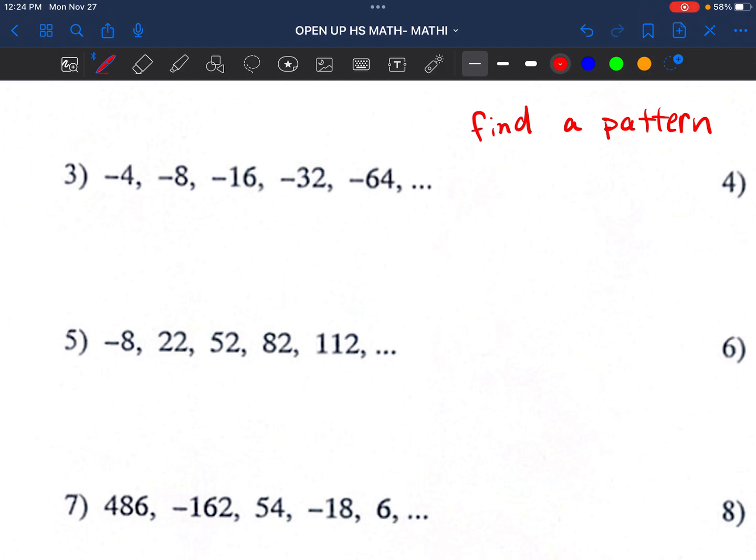Okay? So for example, how do I get from -4 to -8? Oh, well, I times by 2. Okay? And does that pattern hold? Like, is it the same across all of these? To get from -8 to -16? Oh, yeah, I times by 2. -16 to -32, yeah, I times by 2.